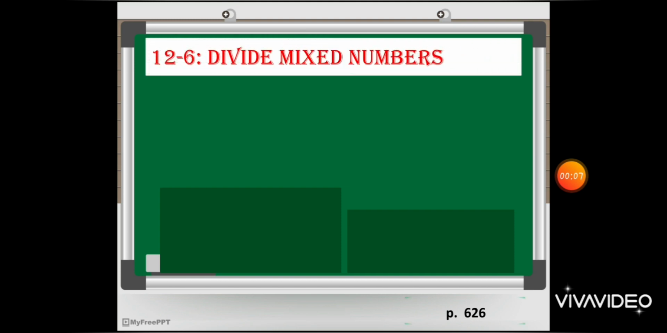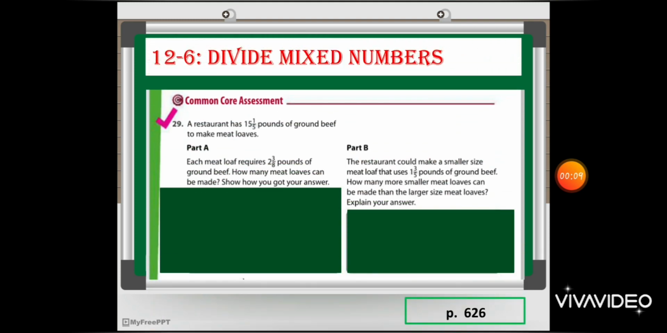We are now down with the last problem. Here it says that a restaurant has 15 1/5 pounds of ground beef to make meatloaves. For part A, the restaurant is going to make larger meatloaves, while for part B, the restaurant is going to make smaller size meatloaves. Then we are going to compare to know the difference. So let's go back first with part A.